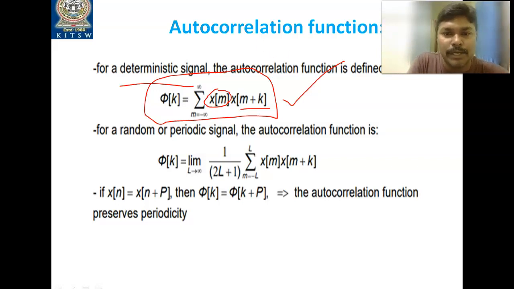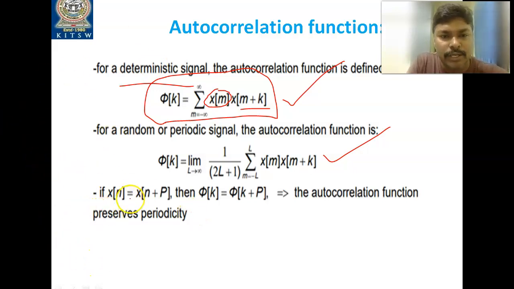So for a random or periodic signal, the autocorrelation function is given like this. But mostly we are going to be considering deterministic signals, and we apply some window techniques to it, so that we call it the short-term or short-time autocorrelation function. Okay, and this is a very important property I have mentioned here.